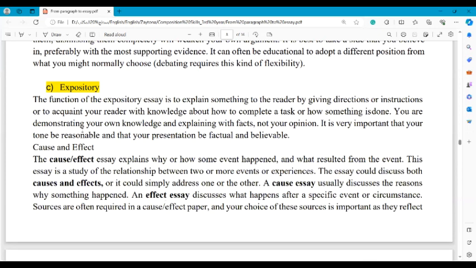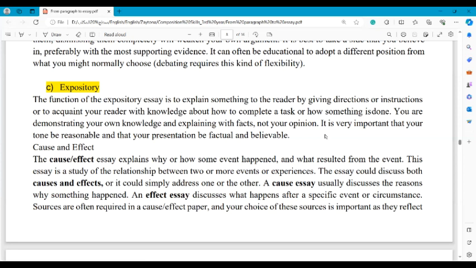So let's move to type number 3, which is expository essay. When I say expository essay, it means you need to explain something to the reader. So the function, وظيفة, of expository essay, it means like المقالة اللي من خلالها بنعرض شيء. Expose, like يعرض, or يشرح, explain. To explain something to the reader by giving directions or instructions, or to acquaint your reader with knowledge about how to complete a task or how something is done.